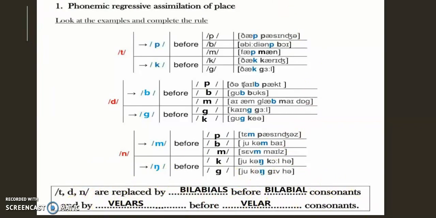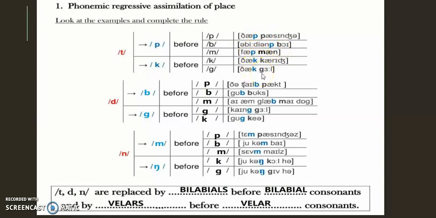here. Let's analyze what that means. If you compare the sound that replaces the original sound and compare it with the sound that follows, what they share is the same place of articulation.